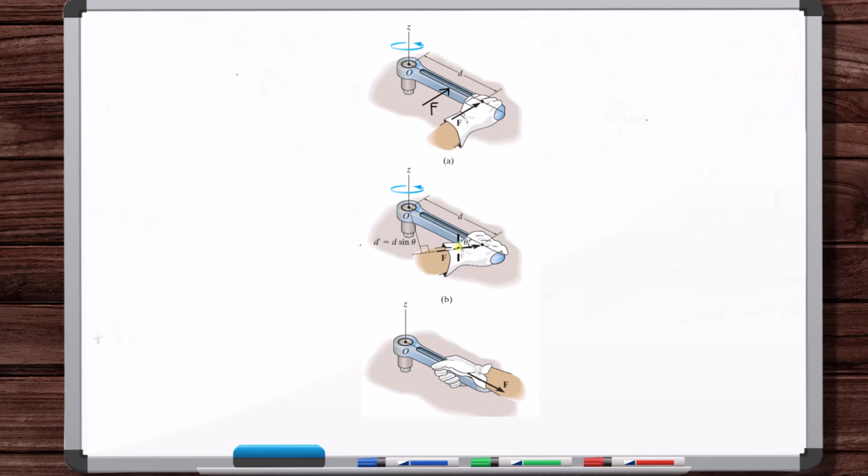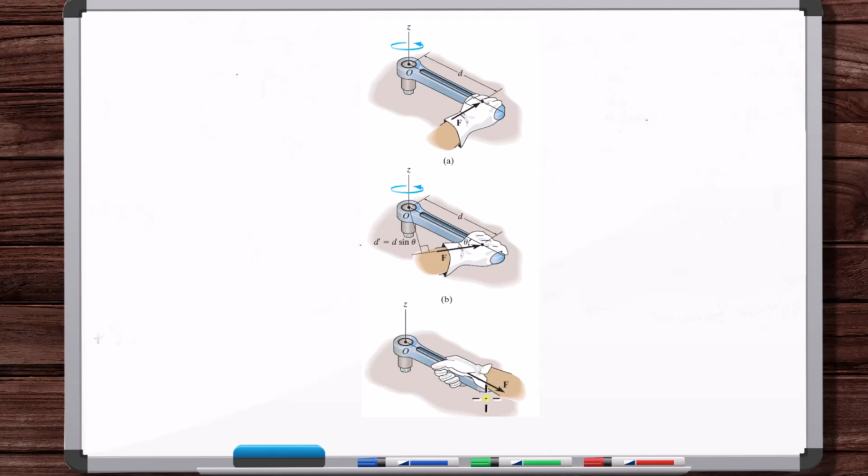That's that perpendicular distance from the force to the point. And that's exactly what a moment is. It's the magnitude of the force times the perpendicular distance from the force to the point. That perpendicular distance we call the moment arm. So in this scenario, D is the moment arm. In this scenario, D prime is the moment arm.